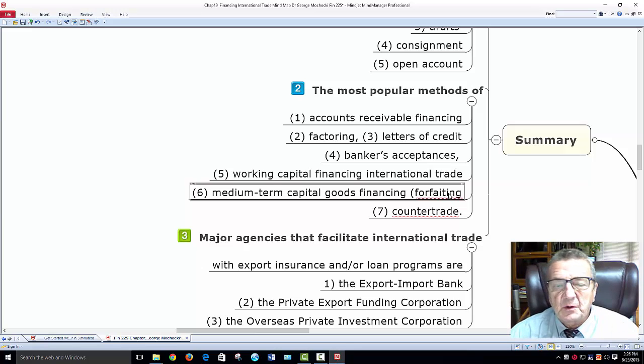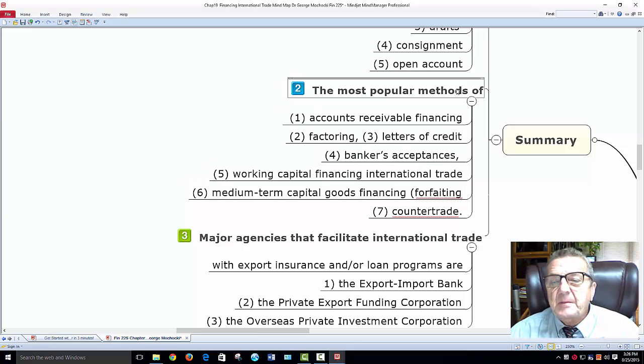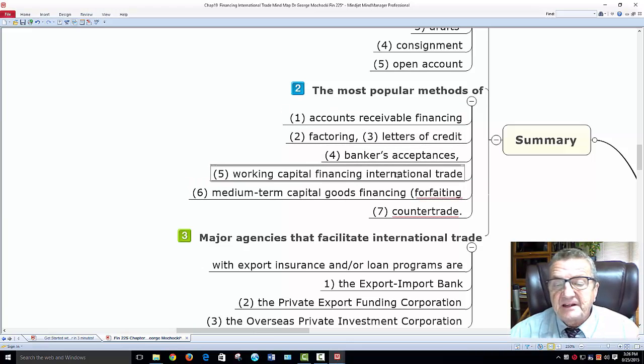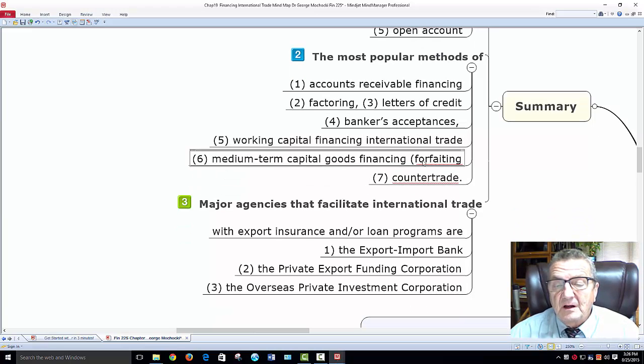Here you have a real quick general overview. Most popular methods: accounts receivable, factoring, letters of credit, banker's acceptance, working capital finance, international trade, medium and long-term financing, or forfaiting, and countertrade.